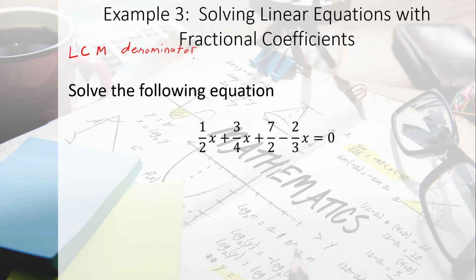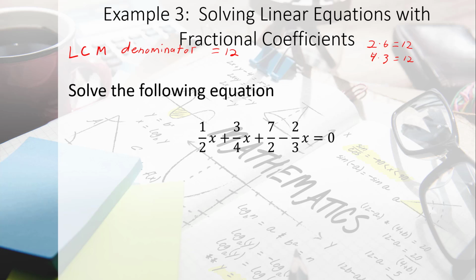It is the smallest number that has 2, 3, and 4 as factors. And it turns out that number is going to be 12. So the least common multiple of the denominators is going to be the number 12. And why is that? Well, because 2 times 6 is equal to 12, and 4 times 3 is equal to 12.